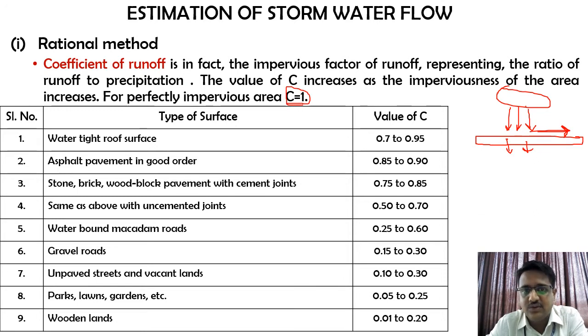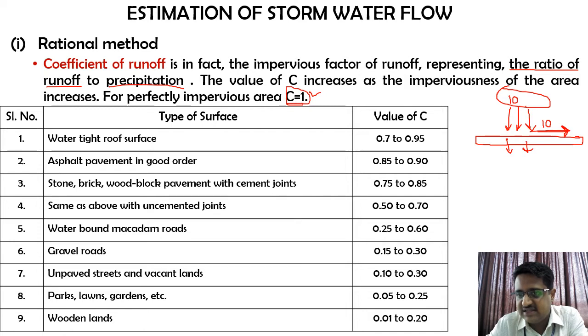Okay, so it is nothing but the ratio of runoff to the precipitation. Why am I saying this? Because if 10 centimeters of runoff is occurring, and all the 10 centimeters are coming out as runoff, then your C value is going to be 1.